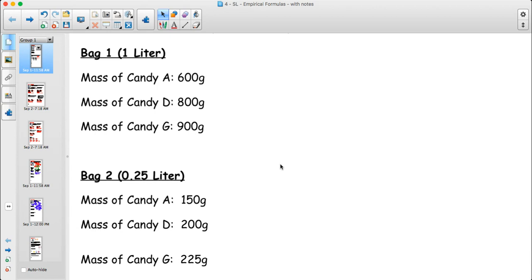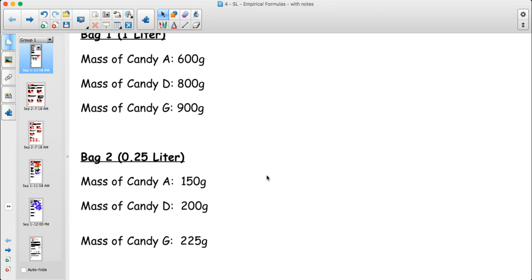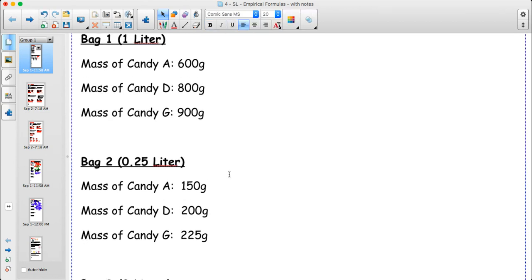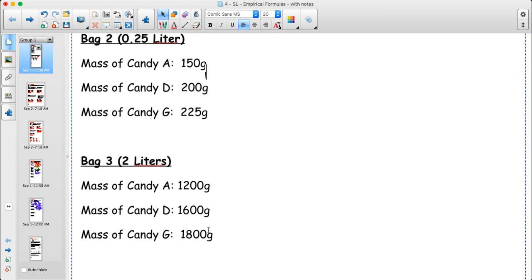And then let's say you compared a second set of bags. Each bag in the second set was only a quarter of a liter. And what you saw there is that naturally the mass was 1/4 what it was before. But once again, the masses compare to each other in the same way. So a quarter-liter bag of candy A is 150 grams, candy D is 200 grams, candy G 225. And then finally, you have a third set of bags. These are now 2-liter bags. And so the masses of candy A, 2 liters is 1,200 grams, candy D, 1,600 grams, candy G, 1,800 grams.